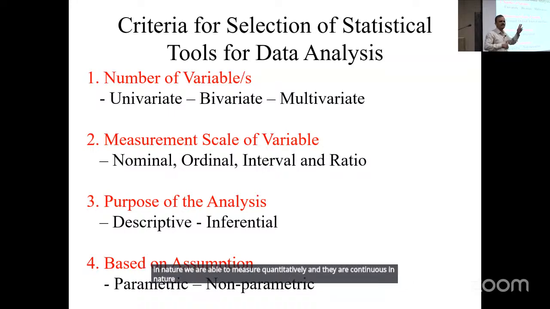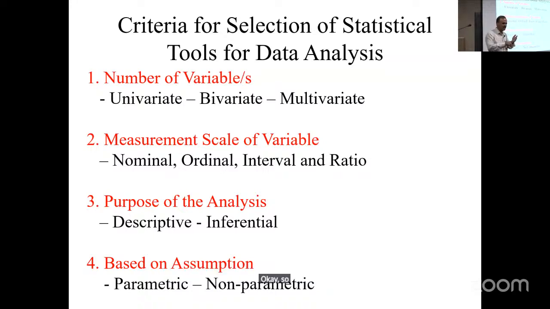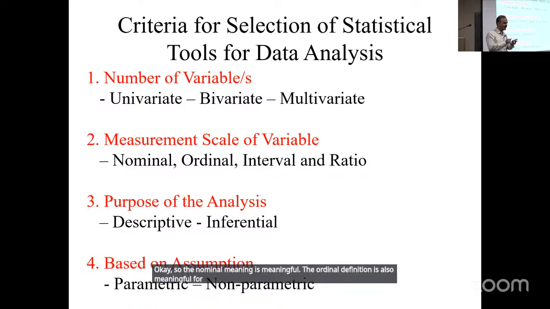But the difference between those two is, in the case of an interval variable, the nominal meaning is meaningful, the ordinal definition is also meaningful, and the interval is meaningful as well. In the case of an ordinal variable, the interval, the distance, is not meaningful.